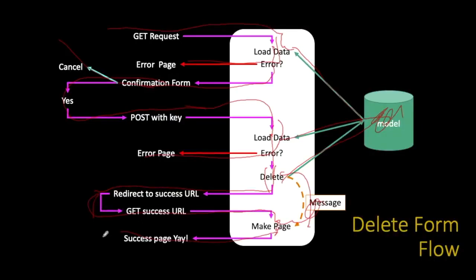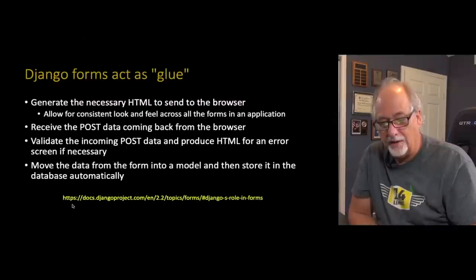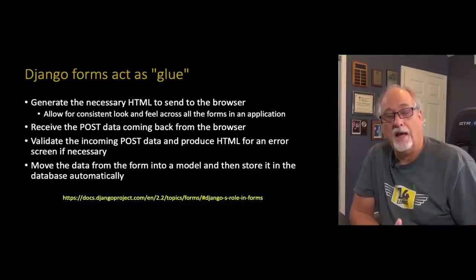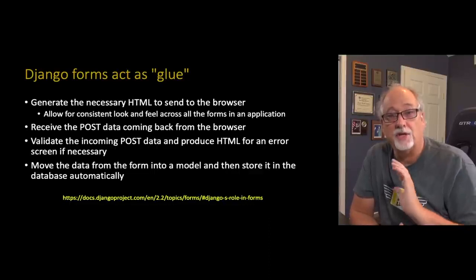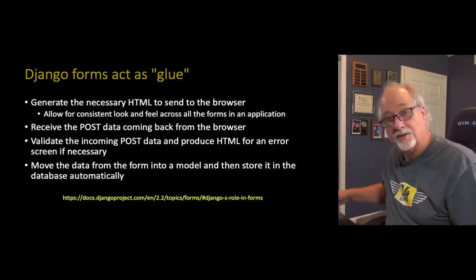Now we're going to cover this a bunch of times, so you don't have to get this the first time. But I just am telling you that forms are complex. And what's cool is Django form objects that we're going to create act like glue. They can generate the HTML, they allow for a consistent look and feel, and they allow for you to change the look and feel.